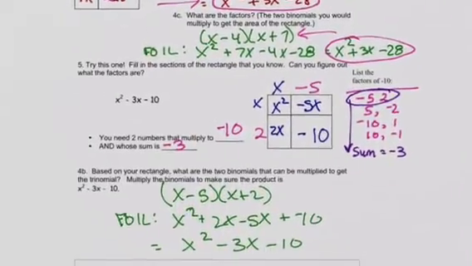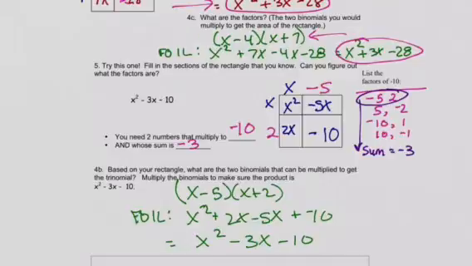So I did this one already, and I want to point out that we know from earlier that the trick here is that we need 2 numbers that multiply to this, negative 10, that also add to this, right? The sum is negative 3x. So I've written that down here, okay? You always want to pay attention to this and think about it, because that is what's going to help you find your factors for your rectangle.